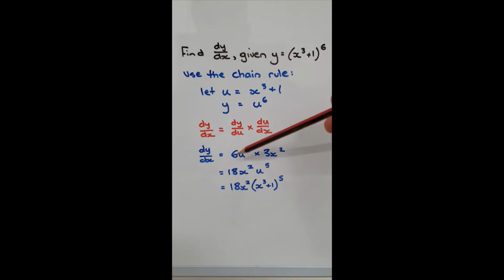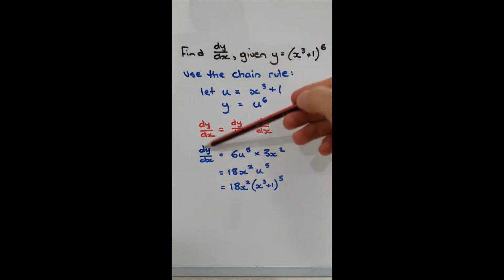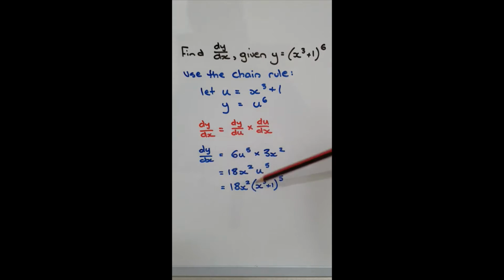So multiplying all that together, we end up with 18x squared u to the power of 5, but we want the derivative in terms of x, so we substitute out the u, and in its place we substitute x cubed plus 1. So therefore dy/dx is equal to 18x squared multiplied by (x cubed plus 1) all to the power of 5.